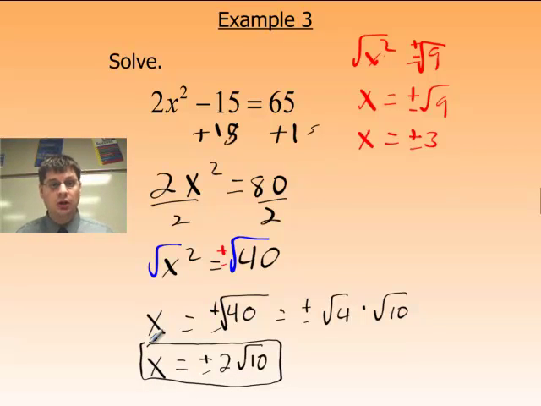So, make sure you simplify your radicals. They need to be presented in the simplest fashion possible. And don't forget that you're going to have both a positive and a negative option here.